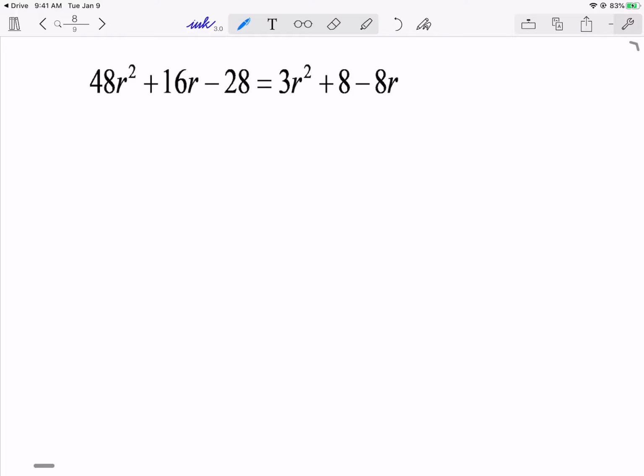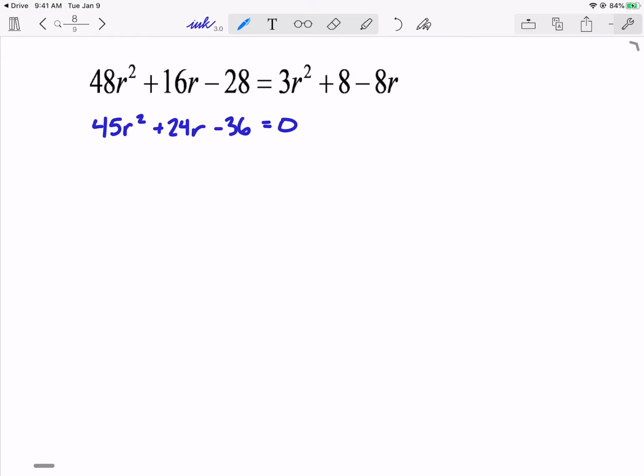So I'm going to move everything to the left just because I've got a bigger r squared on the left, and I want my r squared term to be positive so I don't have to factor out a negative, just to make my life easier. So if I subtract 3r squared, I get 45r squared. Subtracting a negative 8r, or adding 8r, I get 24r. And then subtracting 8, I get negative 36.